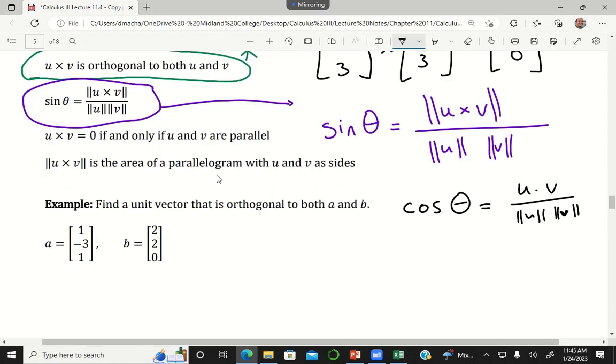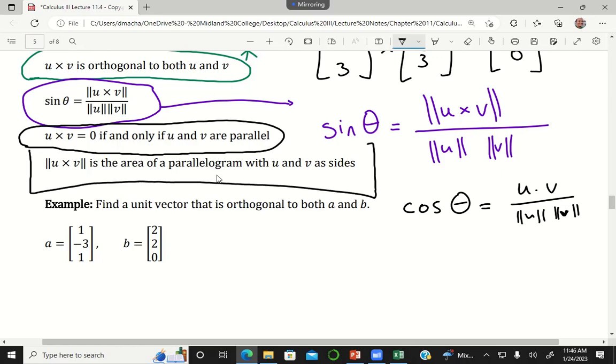This next fact is pretty important. U cross v is 0 if and only if u and v are parallel. Okay. So if you have two vectors that are parallel, meaning they're like the same direction, then their cross product is going to be 0. And if someone tells you that the cross product of two vectors is 0, that automatically tells you that those vectors must be parallel. Okay, and then this last fact is also pretty important to have in your notes. Everything I've circled here is important to have in your notes.